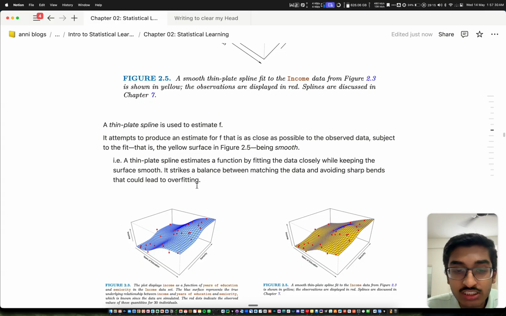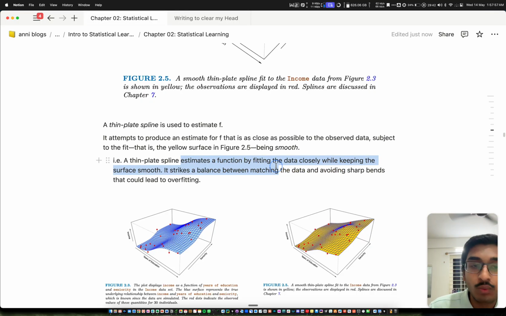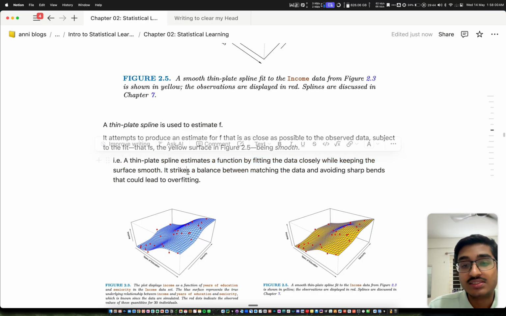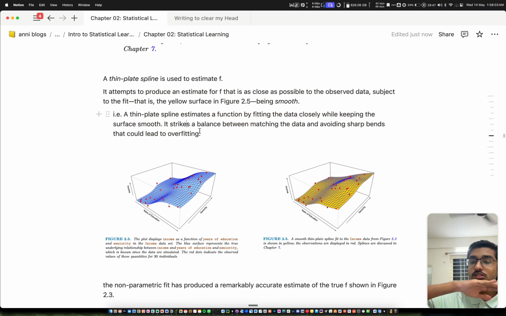So it's a non-parametric approach, and it has a parameter called smoothness. In the loss function of this particular thing, if you have very high smoothness, it will try to be smooth, it will try to be flat. If you have low smoothness, then it can be as wiggly as it wants, and it could overfit, which is the problem, right? So it estimates a function by fitting the data closely while keeping the surface smooth, right? It doesn't want sharp, jagged edges, and it also wants to fit the data. So that's the objective of the algorithm.